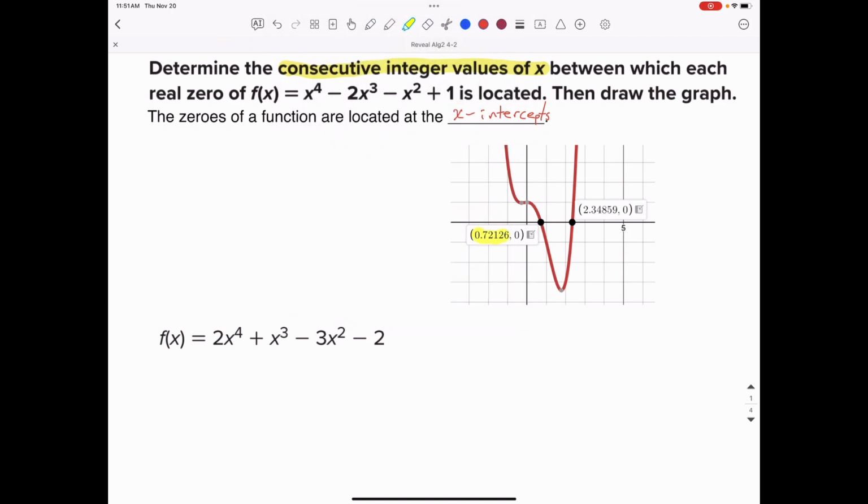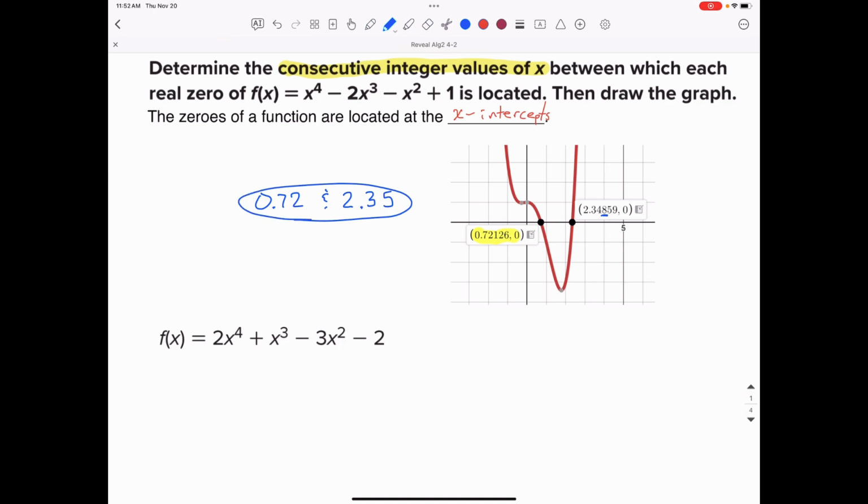So our answers are going to be, and I'm not going to write out the whole thing, I'm just going to write out to the hundredths place. So our zeros are going to be located at about 0.72, and we have a second zero located at about 2.35. If I round properly, that 8 is a 5 or bigger, so I should round the 4 up to a 5.